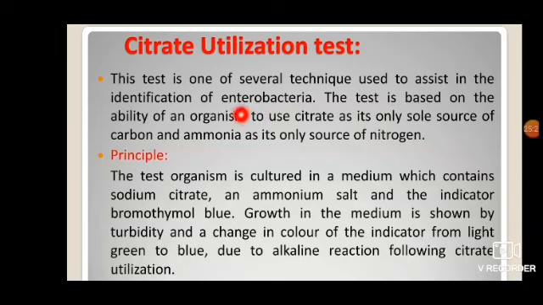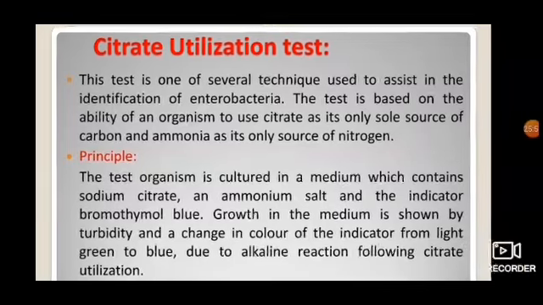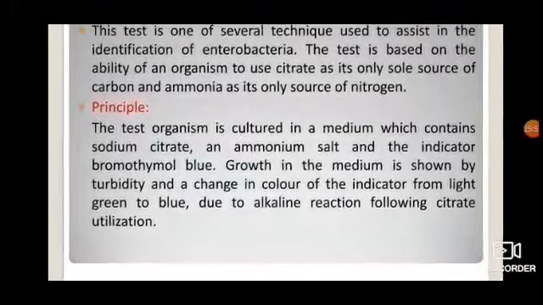So again, it is used for identification of your Enterobacteria. This test is based on the ability of an organism to use the citrate. Citrate is the sole source of carbon, and ammonia is the only source of nitrogen. By the utilization of citrate, carbon is obtained from citrate and nitrogen from ammonia. On the basis of that, we can identify the utilization of citrate.